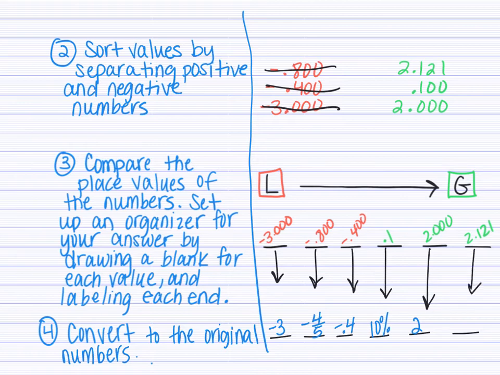And finally, the square root, 2.121 was the square root of 4.5. And this is our final answer. Our numbers have been put in order, in ascending order, which means from least to greatest.